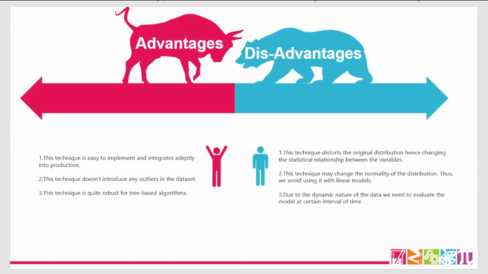Now talking about the disadvantages of this technique: it distorts the original distribution, hence statistical properties change with other variables. This technique changes the normality of the data, that is why we avoid using this technique for linear models like linear regression. It does not capture the dynamic nature of the data, that is, if the extreme values change in future for the distribution, we will have to re-evaluate the model and we will have to make some changes.